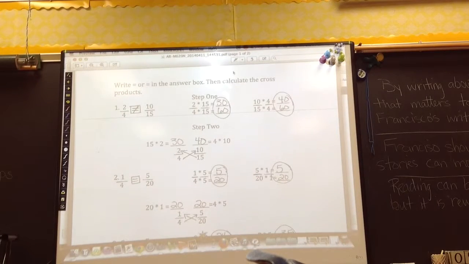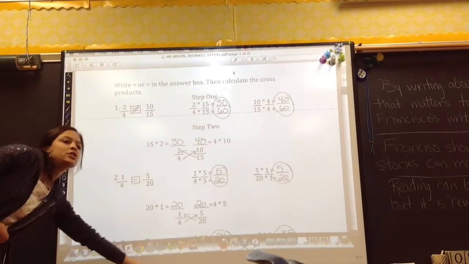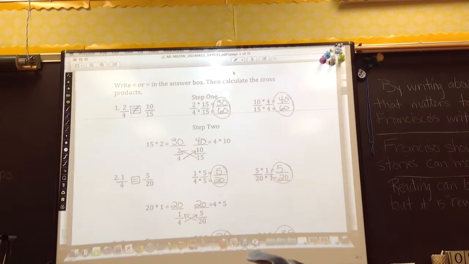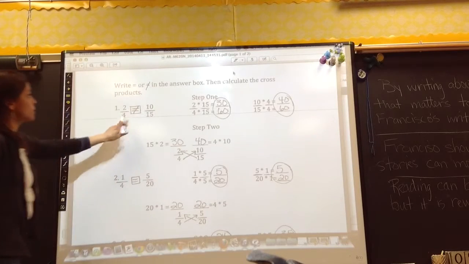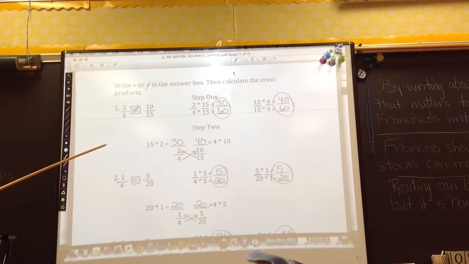Today we're going to learn how to cross multiply and to use cross multiplication to find the product of multiplying fractions. The first step that I want you to do is write an equal sign or a not equal to sign in the answer box and then calculate the cross products. And I'm going to show you how to do that.